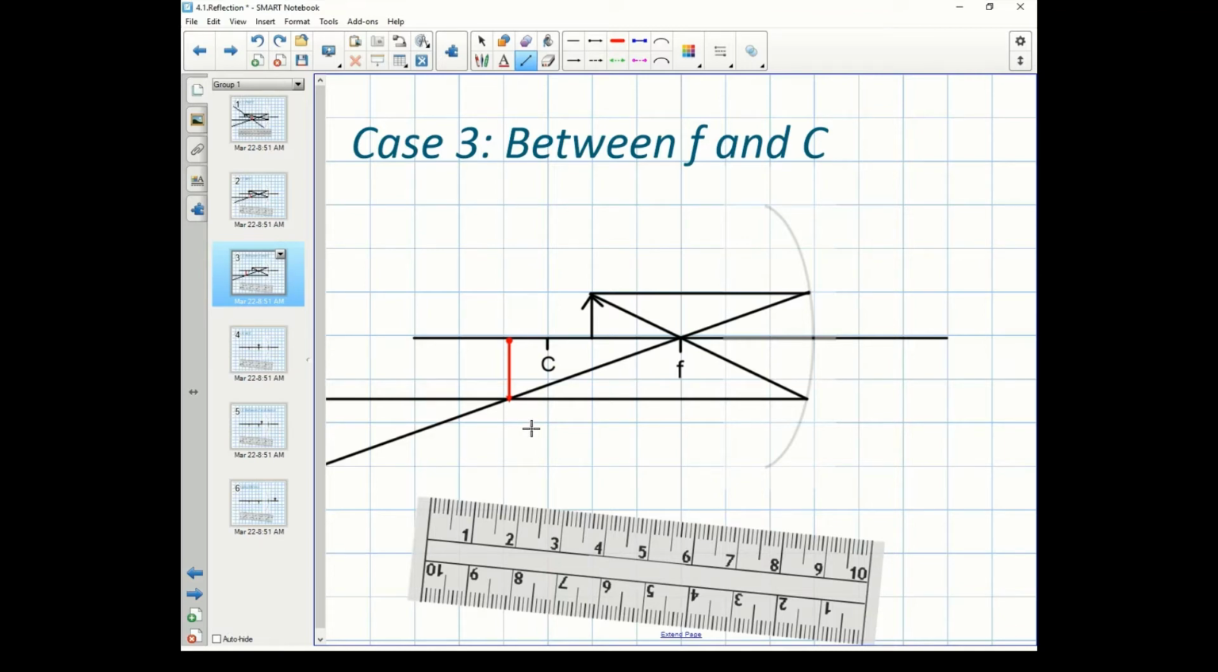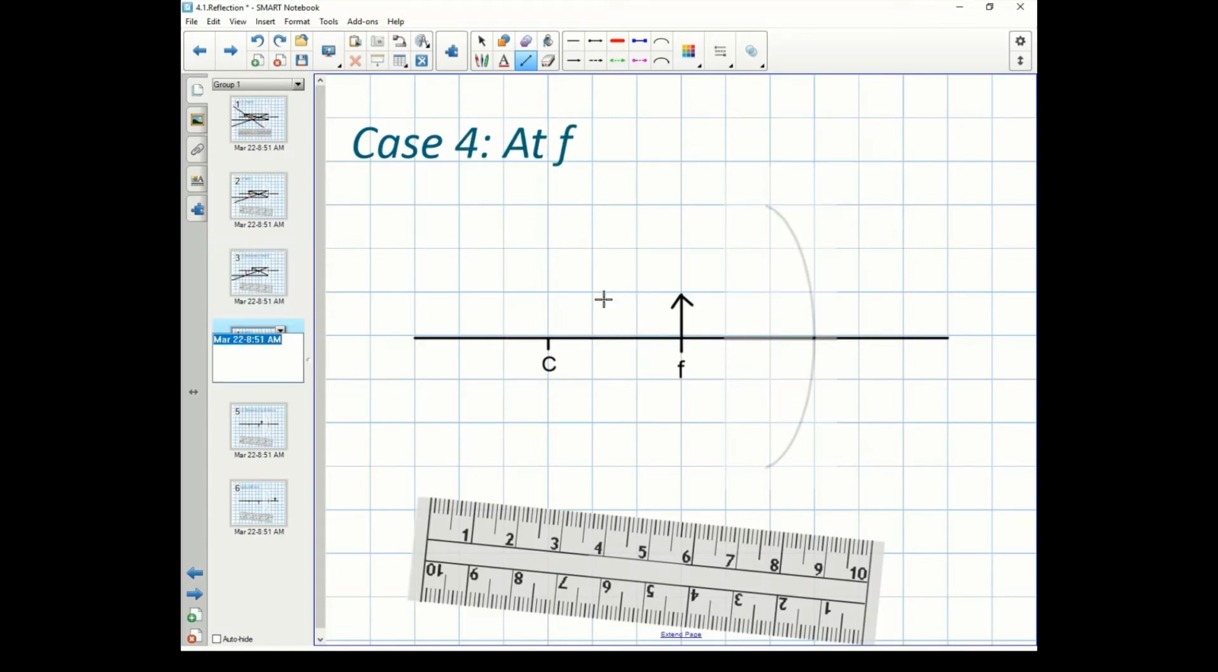Okay. So the only thing that changes: we started here outside C where it was smaller, and then at C it got the same size, and then when we went between C and F it got bigger. And as we get closer and closer to that focal point, our image will get bigger and bigger and bigger, but it'll still stay inverted and it'll still stay real.